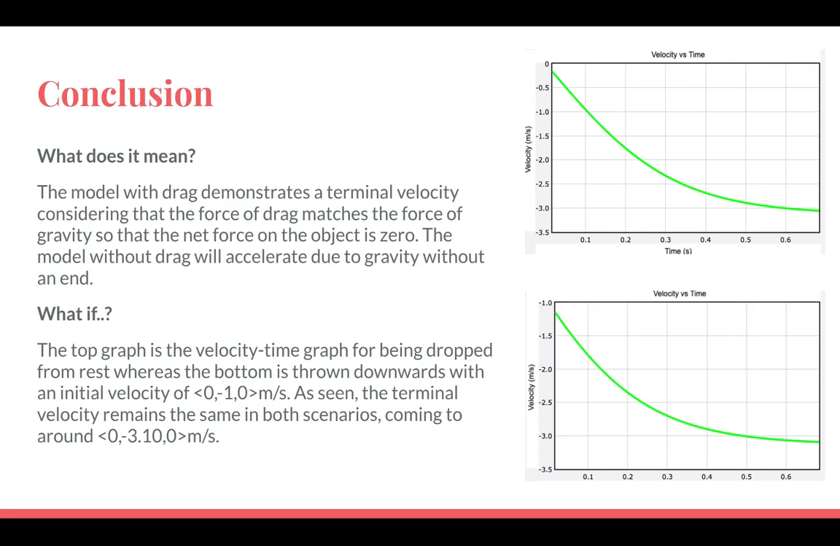What if? The top graph is the velocity time graph for being dropped from rest, whereas the bottom is thrown downwards with an initial velocity of -1 meters per second. As seen, the terminal velocity remains the same in both scenarios, coming to around -3.1 meters per second, suggesting that this does not affect the terminal velocity.